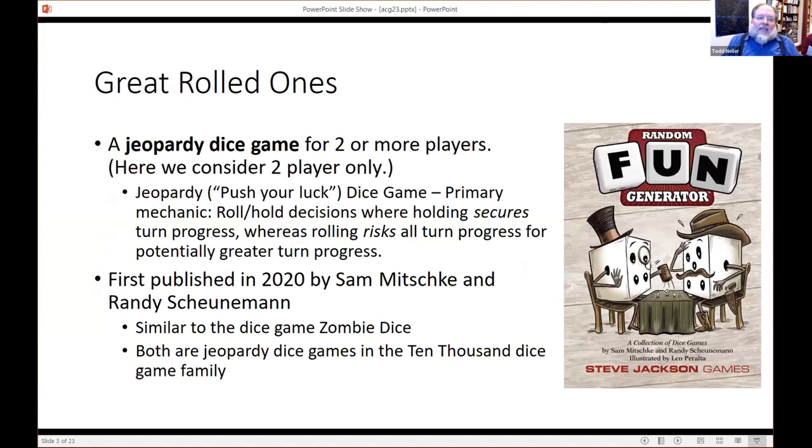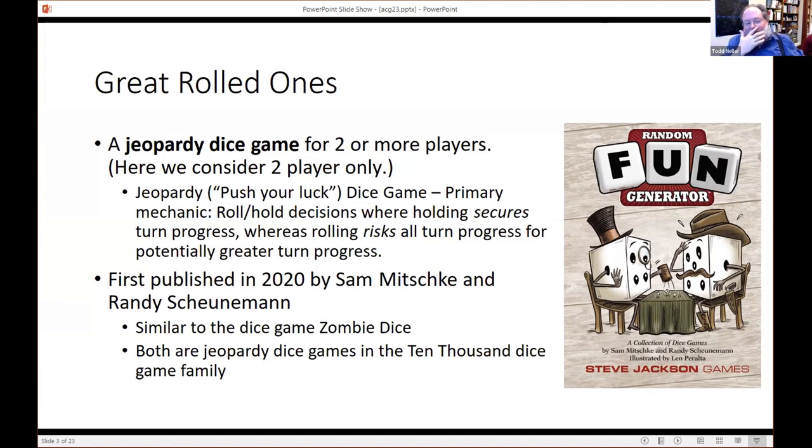The Great Rolled Ones game is a Jeopardy dice game for 2 or more players, though, as I said, we'll only be considering the 2-player case. It's a Jeopardy dice game, also called a push your luck game, where the primary mechanic is to make roll-hold decisions, where rolling is taking a chance to secure greater turn progress or perhaps lose all of one's turn progress, whereas holding secures that turn progress. It was first published in 2020 in book form by Sam Mischke and Randy Schoeneman.